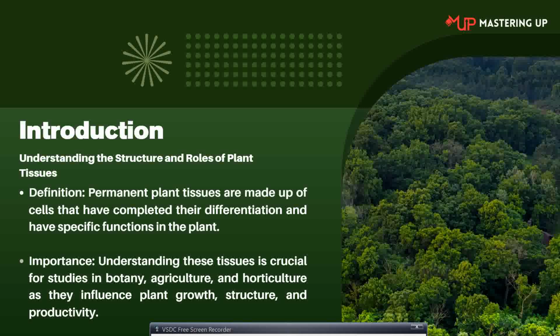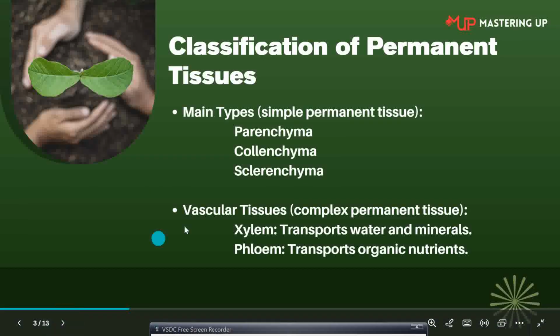Now the importance: understanding these tissues is crucial for the studies in botany, agriculture and horticulture, as they influence the plant growth, structure and productivity. So basically this is the importance and definition of the permanent plant tissue. Now let's start with the classification.